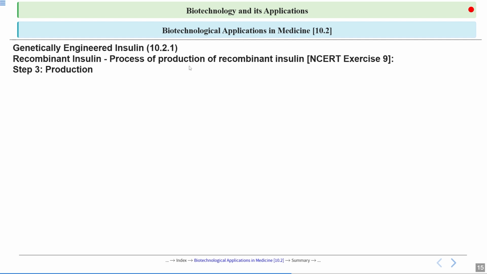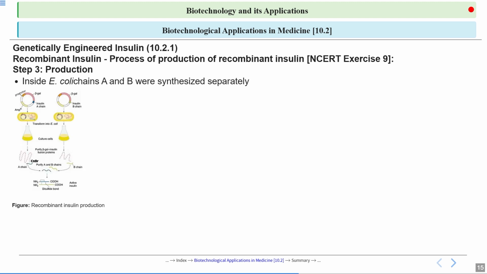And from here, you can answer the NCERT exercise question number 9. Now, how do we produce it? Inside E. coli, chains A and B were synthesized separately. As you can see, this is a vector with the DNA sequence for chain A. This is another vector with the DNA sequence for chain B.